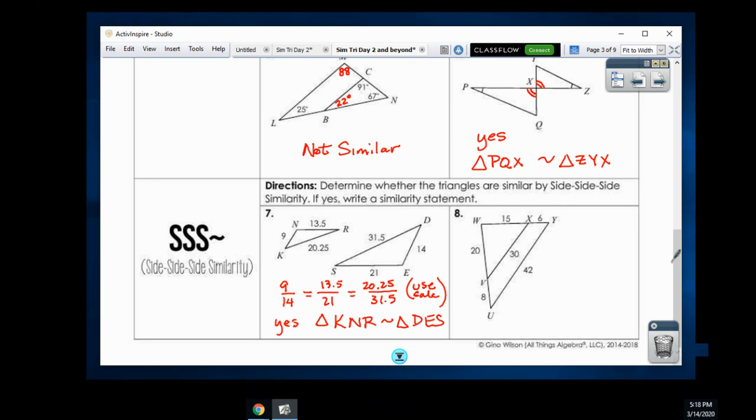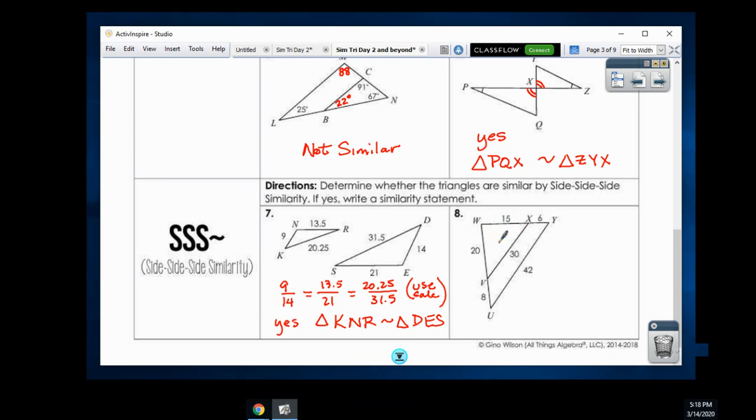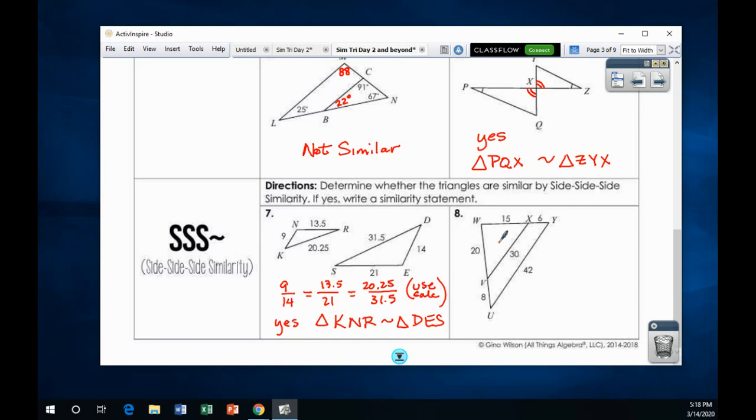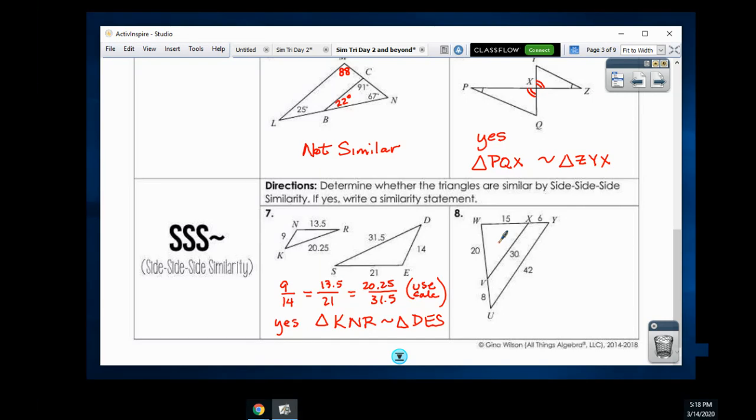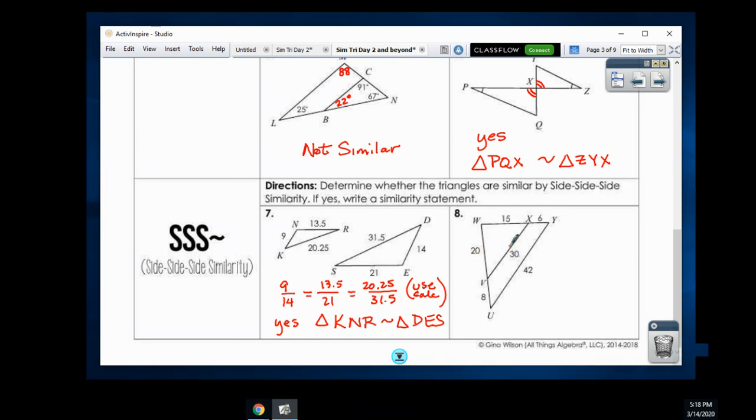Number 8. Is the big triangle, the whole thing, and this smaller one, the smaller triangle, are those two proportional? All right, well, let's see. If they are, we can start with the smallest side. So 15, 20, and 30, the three small sides there.